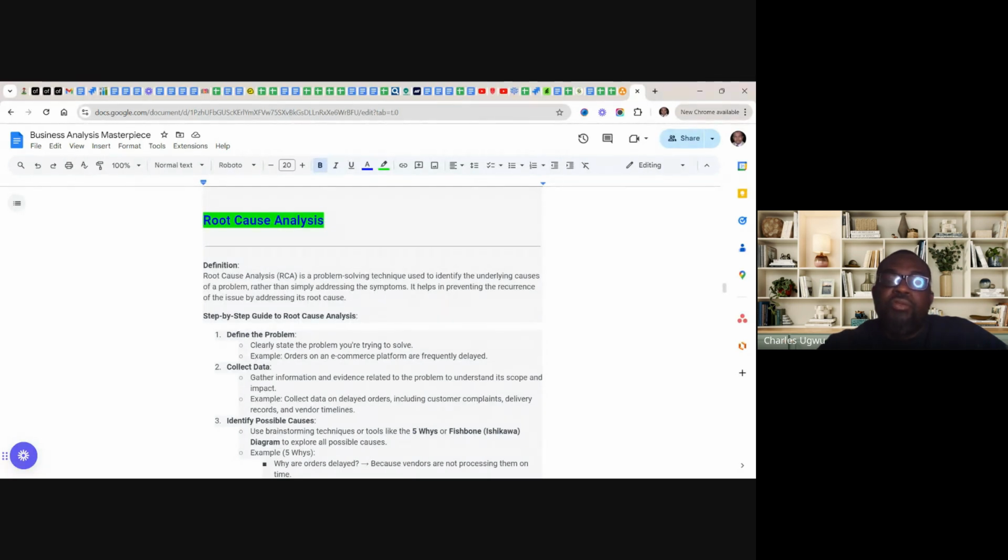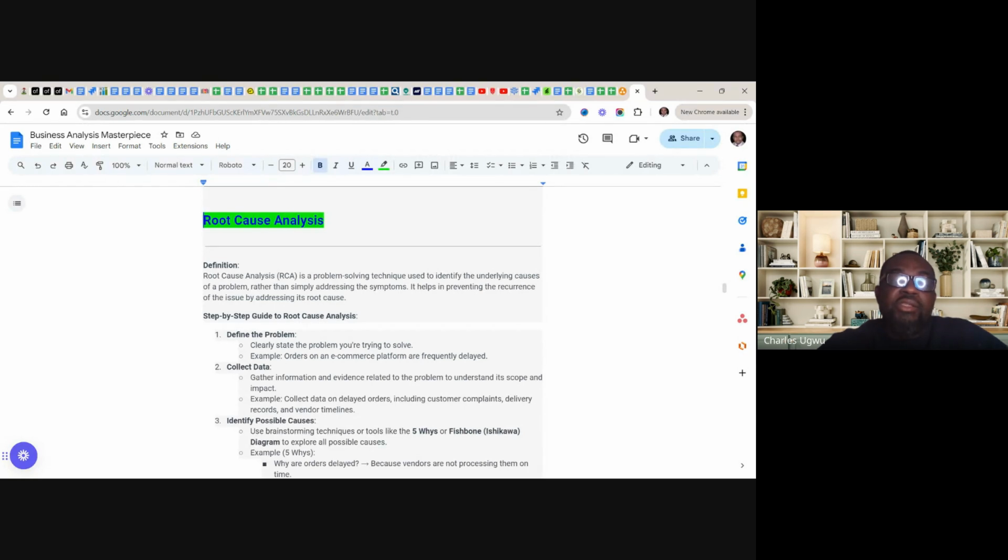So it's very clear. Instead of trying to solve the problem from the surface, let's go down to the roots and get it sorted once and for all. That's what root cause analysis is saying. So we're not going to waste time. Let's go to a step-by-step guide on how to use root cause analysis.